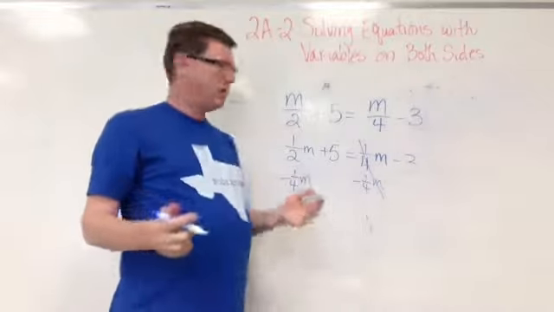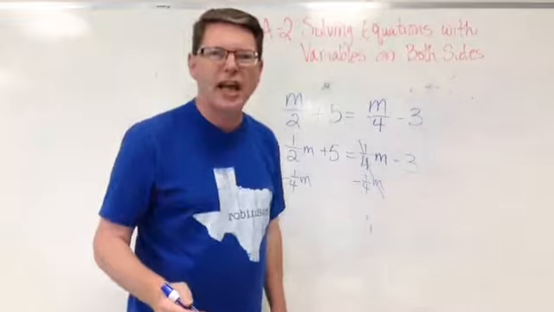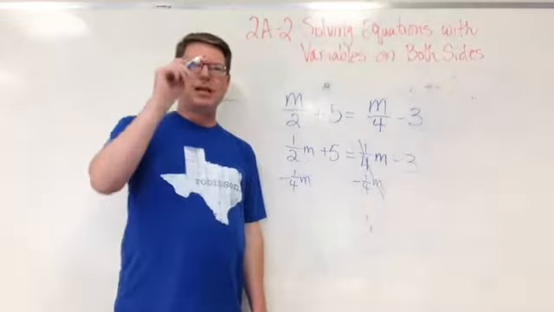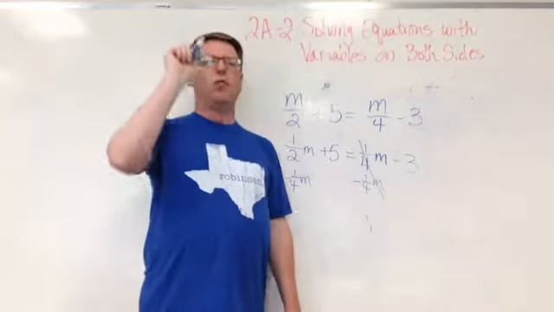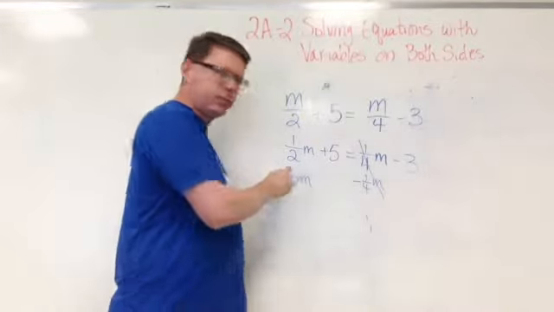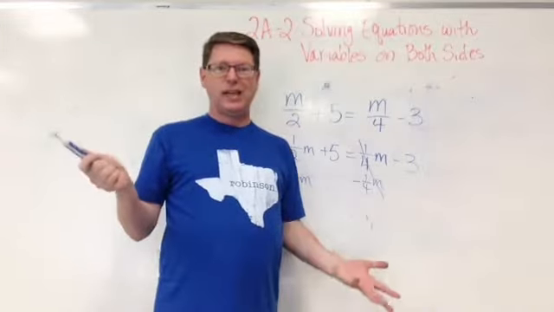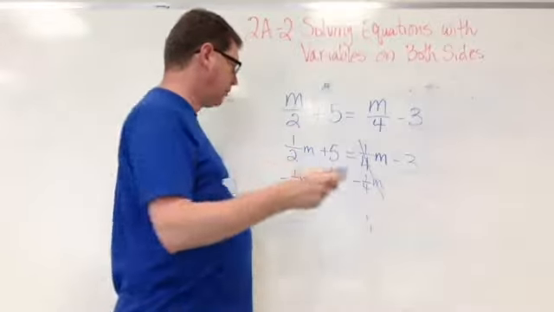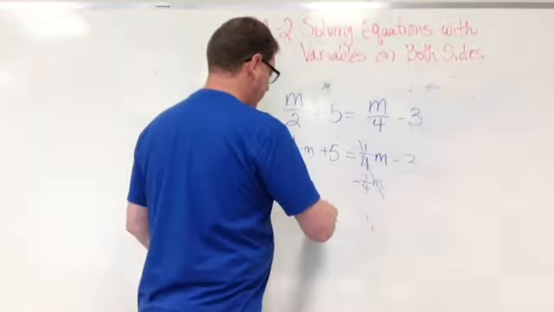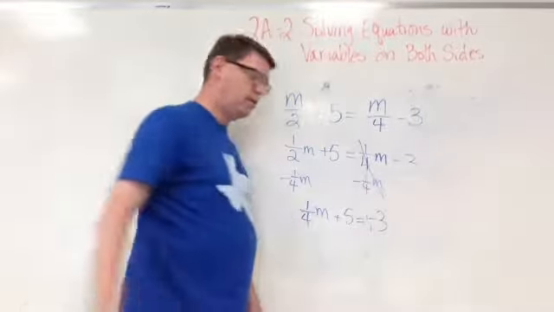And then I've got to go, what is 1/2 minus 1/4? Use your calculator. If you just type in 1 divided by 2 minus 1 divided by 4, because remember to put that in the calculator, use the divide sign, equals, it'll give you the answer in fraction form. Wow. And I'll tell you what the answer is. It's 1/4 m plus 5 equals negative 3.